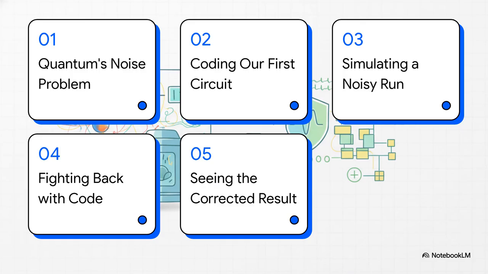So, here's the game plan. First, we've got to understand the enemy, quantum noise. Why are these machines so finicky? Then, we'll code up our very first circuit. After that, we'll throw it into a realistic, noisy simulation and, well, let's just say we expect things to go wrong. And that's the best part. We'll then code the solution and see if we can actually save the day.